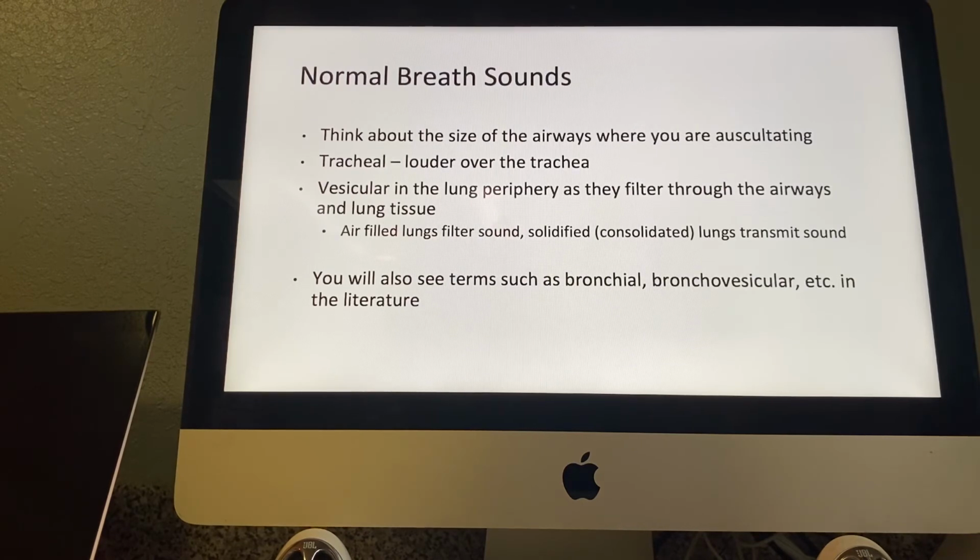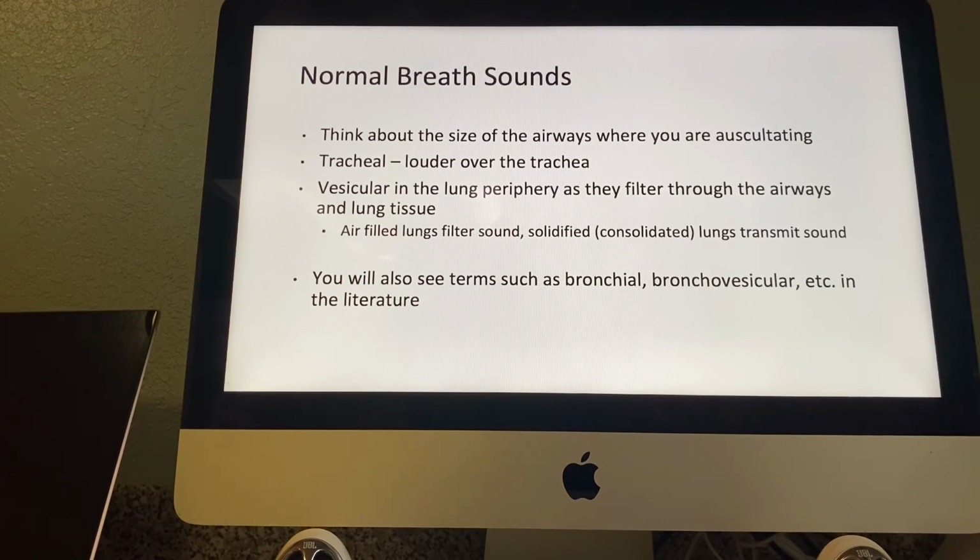Normal breath sounds, if you think about the size of the airways where you're auscultating, the trachea, we talked about that with the anatomy section, it's bigger, more airflow through there, of course, and so it's going to be a little bit louder over the trachea. Vesicular in the lung periphery as the sound filters through the airways and lung tissue. So air-filled lungs filter sound, solidified consolidated lungs transmit sound. You will also see terms like bronchial, bronchovesicular in the literature. The majority of that is just normal breath sounds.